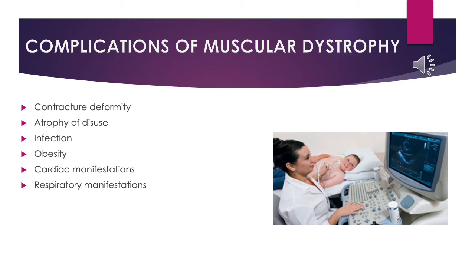Common complications of muscular dystrophy include contracture deformities, atrophy of disuse of the muscles, infections throughout the body, obesity (they're already at risk for being overweight with this disease), and cardiac and respiratory manifestations. We really need to monitor for any signs and symptoms of infection, as these children often die of cardiac and respiratory complications, so we don't want any infections spreading to their heart and lungs.